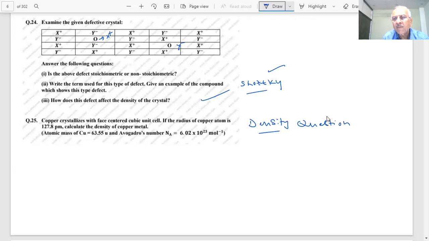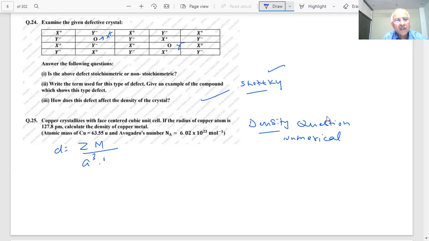Numericals on density are coming. Again and again, I am giving numericals on density. Why? Because they will come. What is the formula? Density is equal to Z m upon a cube into Na.